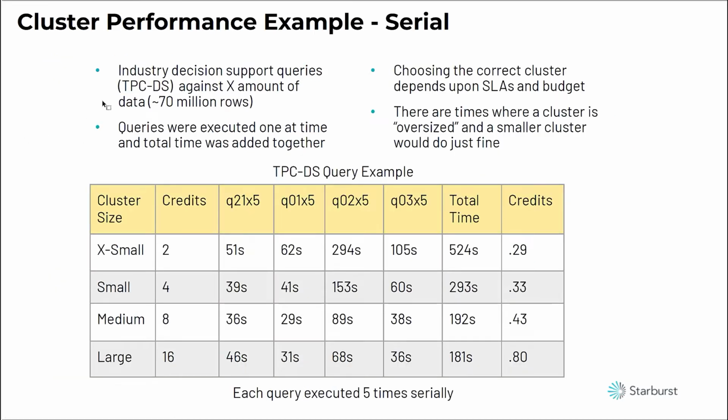I took the industry decision support queries called TPC-DS. I had about 70 million rows, and I executed them one at a time. In this chart here, as you can see in the spreadsheet, I ran something called Q21. I just took a couple of really small, smaller medium queries and a couple large ones. So this Q21 isn't very large, but I ran them in serial. So I would run one and the next one would run after that.